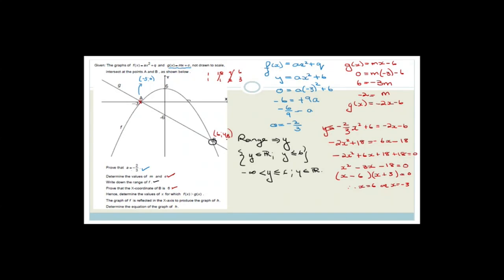And then we don't know what the y value is. They haven't asked us yet. Now it says, hence determine the values of x for which f of x is bigger than g of x.